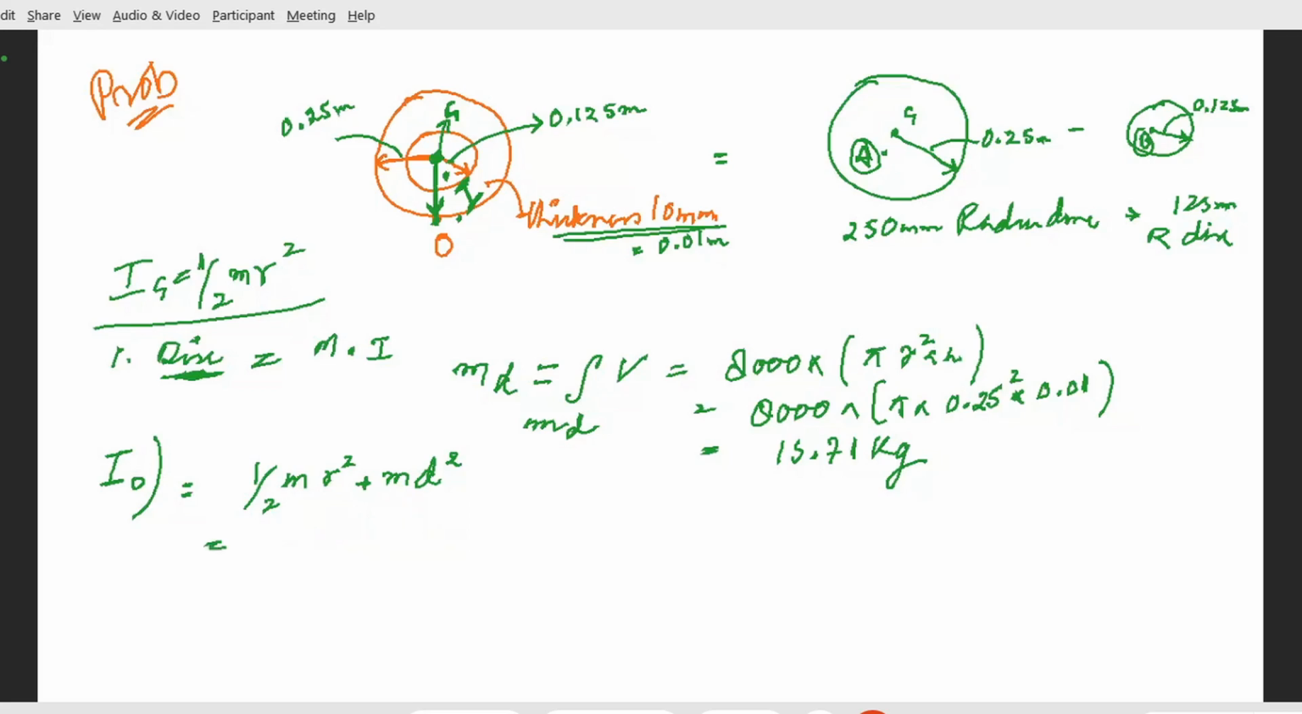Therefore, you have already calculated half of mr square, which is 15.71. This was the mass of D, right? This here is MD. Half of 15.71 into R. How much is your R? 0.25 square. Okay. Plus mass again, 15.71 into 0.25. This is your moment of inertia about O, which is perpendicular to the plane of the disk. This comes out to be, yes.